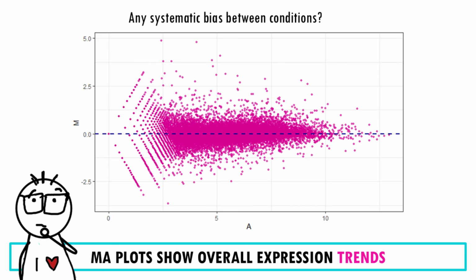MA plots are also great to check that there is no systematic bias between conditions. In other words, you expect some genes to be upregulated and some to be downregulated in one sample versus another. If all genes seem to be upregulated in one condition and it's not something you expect based on biological differences, then there may be technical biases you need to correct for.